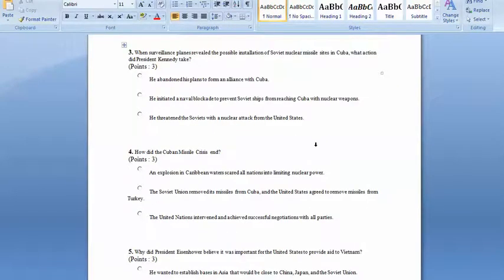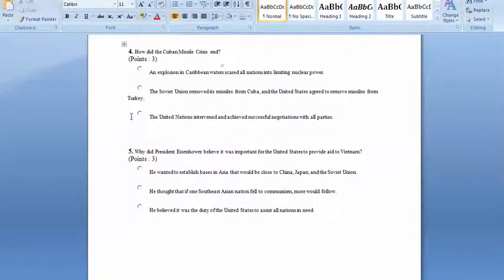Number three, when surveillance planes revealed the possible installation of Soviet nuclear missile sites in Cuba, what action did President Kennedy take? He abandoned his plans to form an alliance with Cuba. He initiated a naval blockade to prevent Soviet ships from reaching Cuba with nuclear weapons, or he threatened the Soviets with a nuclear attack from the United States.